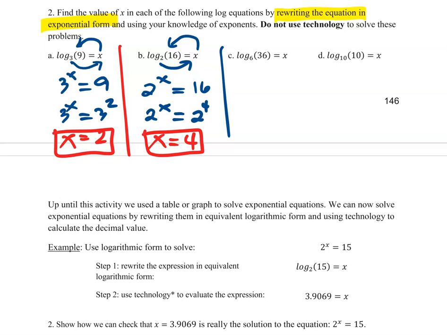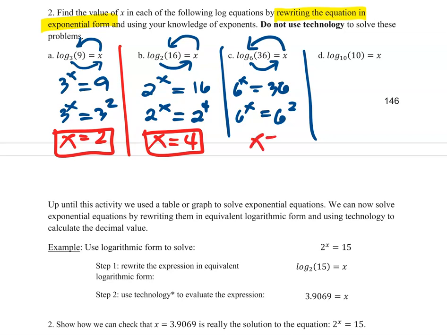Letter C, log base 6 of 36 is equal to x. If we do this, 6 raised to x is equal to 36. 6 raised to what number is equal to 36? Yes, 2, because 6 squared is equal to 36. So x is equal to 2.